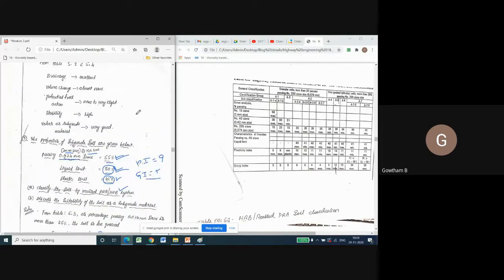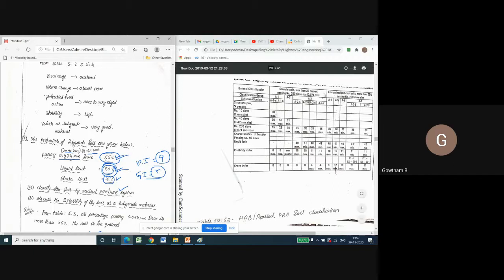Okay, so these data are required for you now. That is the percentage of soil passing through 0.074 mm, the liquid limit of the soil, the plasticity index of the soil, and the group index of the soil. If you know these 4 values, you can classify the soil based on the HRB soil classification system.